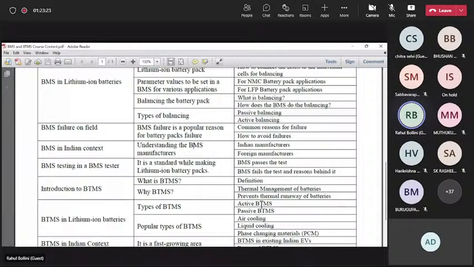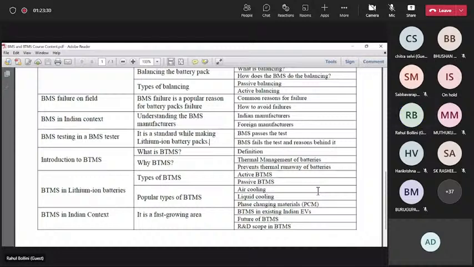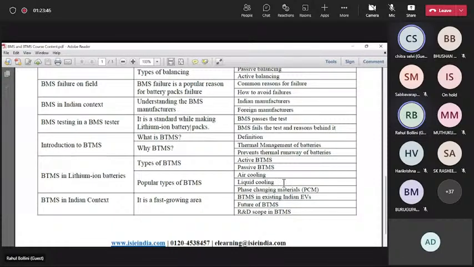Whenever you're making a battery pack, there'll be a BMS tester. In that, what happens? You connect the BMS and run a test. If it passes, it's okay. If it fails, then what are the reasons why it fails, and what to do when it fails? These are all complete industrial topics. You know all this.